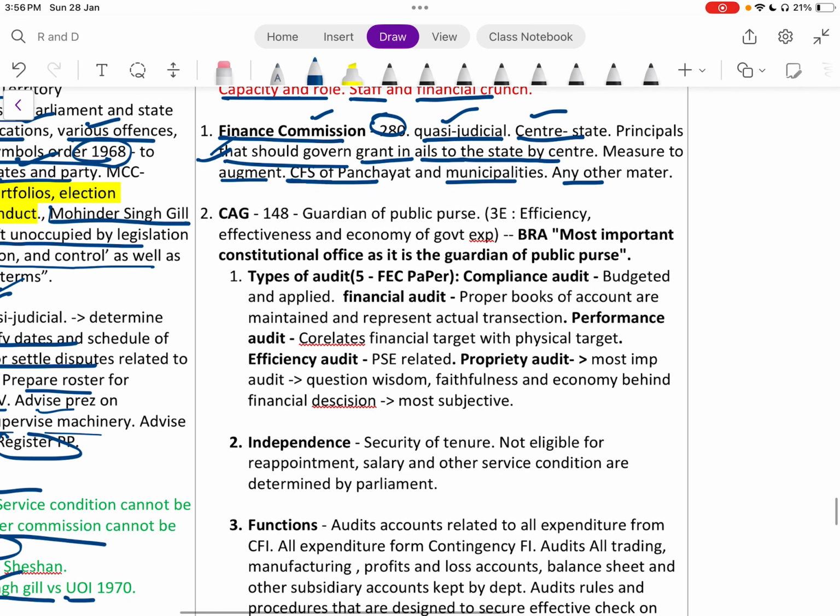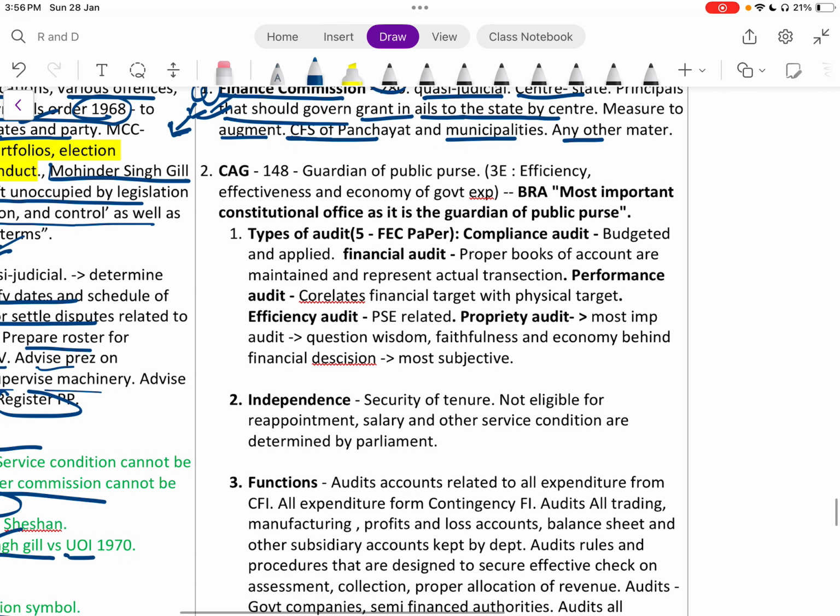And nothing much. What are the issues? This Finance Commission is not a permanent body, and qualification is not categorically spoken about. Then, the states are not consulted for formulating the terms of reference. So you can write certain generic ones. Okay, so nothing much to specify.